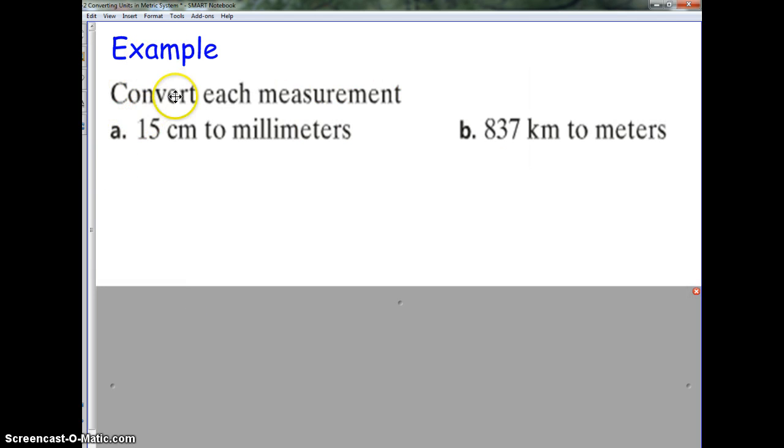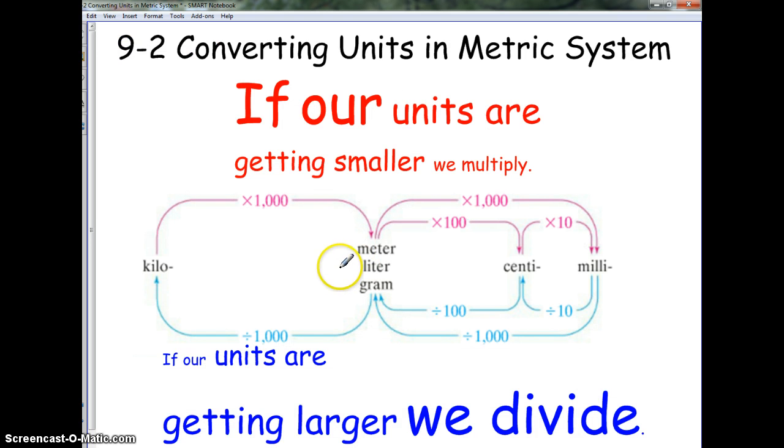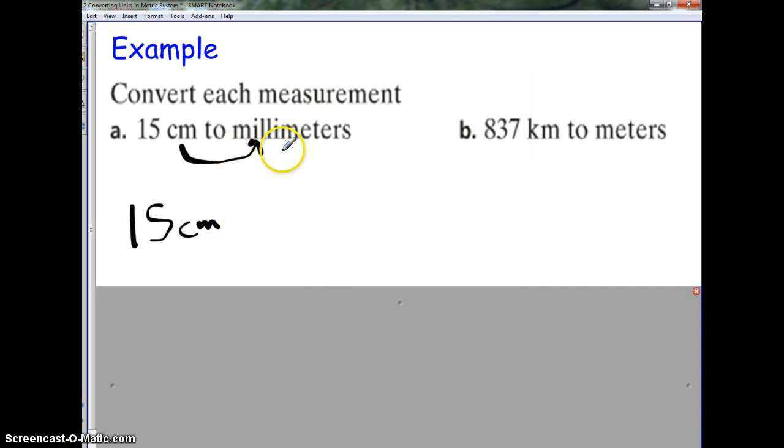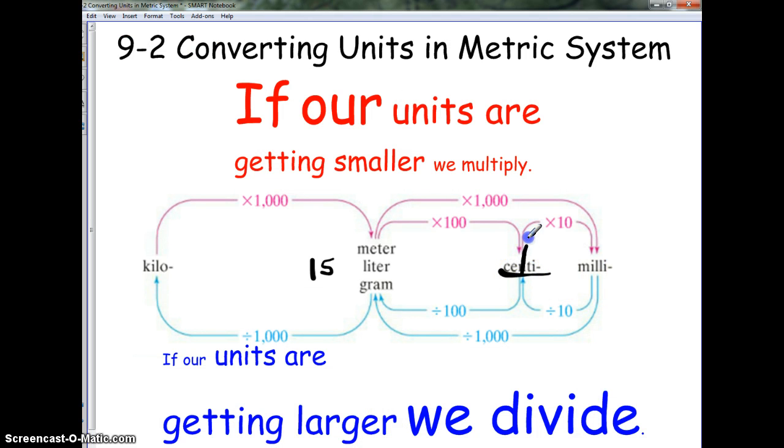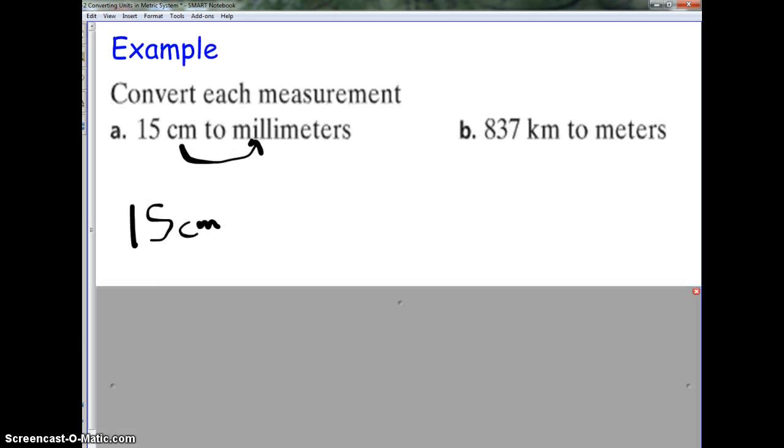So here's an example. If we were to convert these measurements, if we had 15 centimeters, and we want to convert it to millimeters, well, let's go back. We're going from centimeters to millimeters, which means we need to multiply by 10. So we multiply by 10, which gives us 150 millimeters. That's how we would convert 15 centimeters to millimeters.